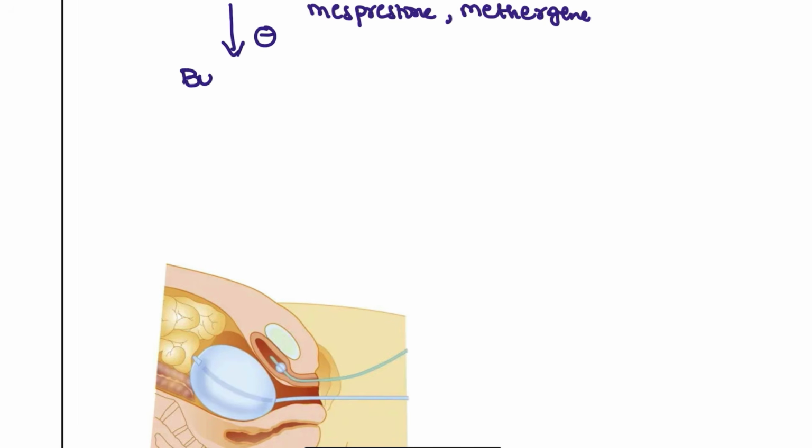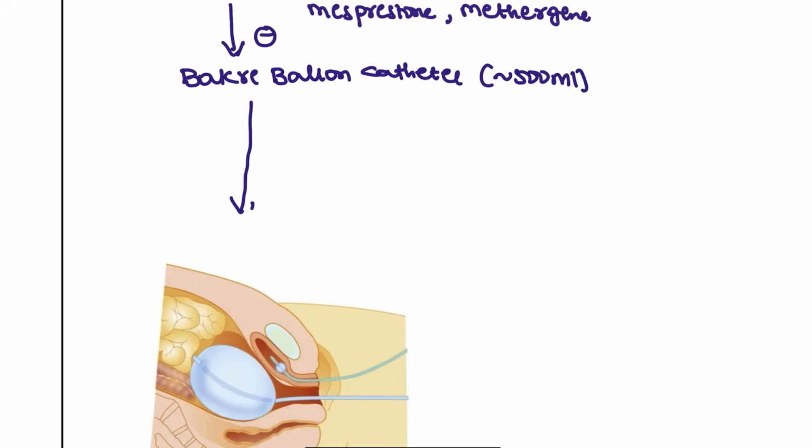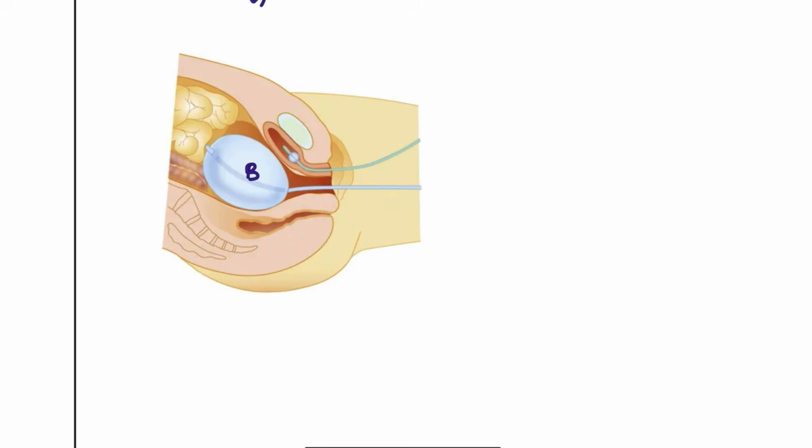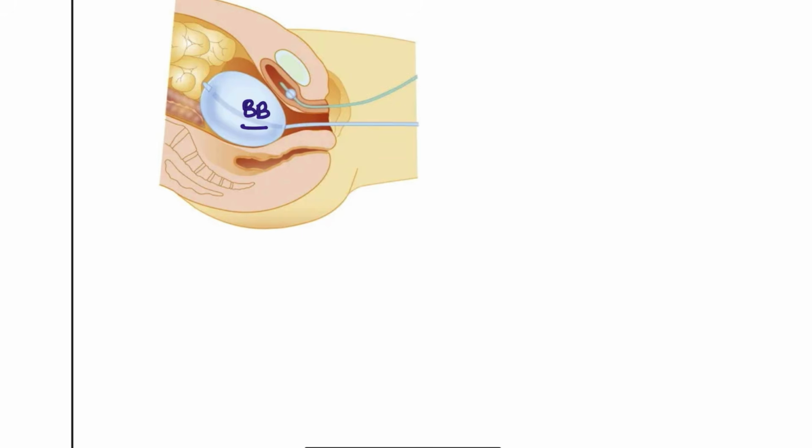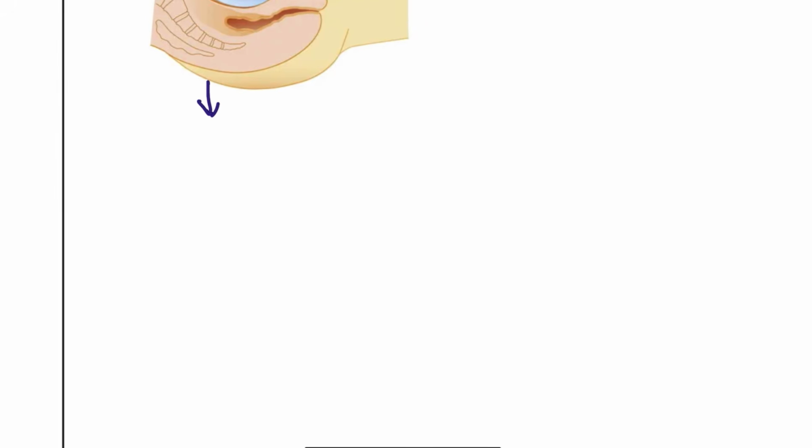So here we will be following the Bakri balloon catheter. With the Bakri balloon catheter, almost 500 ml of fluid is filled. Here you can see this is the Bakri balloon catheter. We place it inside the uterus and fill it. Sometimes it can stop the bleeding. If this is also not stopping, what can we do? We can go for B-Lynch sutures. For example, this is the uterus. You are going to stitch the uterus tightly so that the bleeding can be stopped.